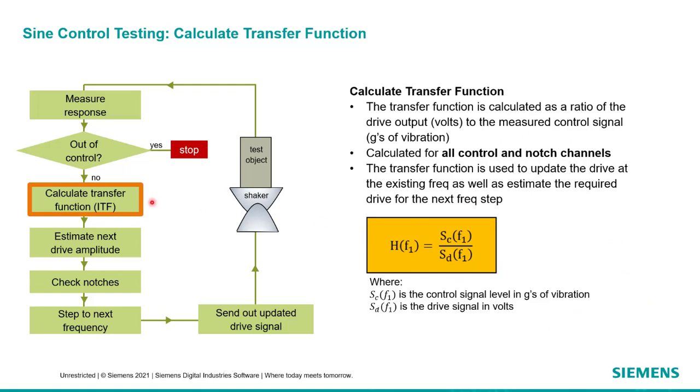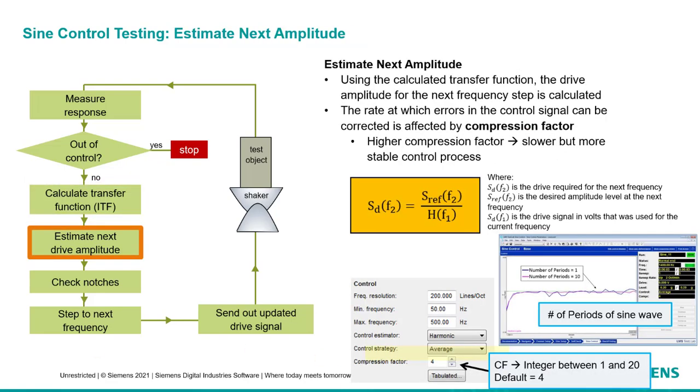Then we step to the calculation of the transfer function. Once we get the amplitude estimation at that instantaneous frequency, and we've got the amount of voltage going out, we get our G's per volt transfer function, and then we invert that to calculate the volts per G. Based on our control amplitude in the reference spectrum, that gives us the amount of volts to send out from the DAC output, which goes to the shaker and amplifier. We calculate that also on all control and notch channels. So that is our calculation of the transfer function.